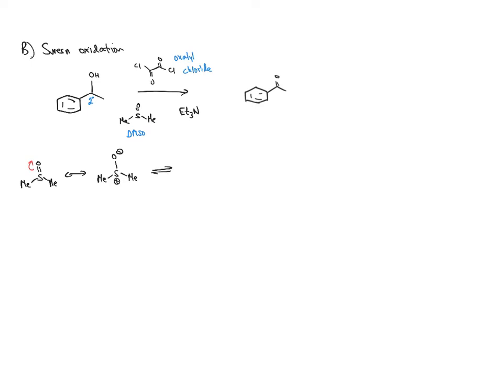That is then going to react with your oxalyl chloride. So the oxygen atom is going to attack the carbonyl of the oxalyl chloride, and what you're going to get is a species that looks like this. So we've got a new carbon-sulfur bond. Excuse me, an oxygen-carbon bond.